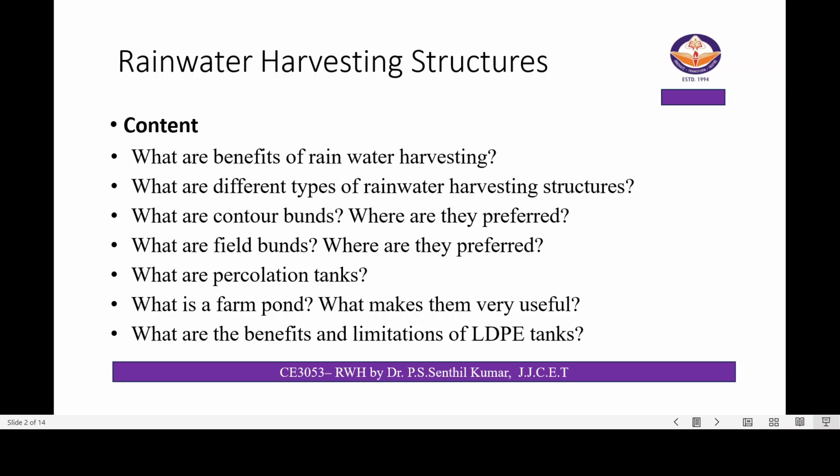Rainwater harvesting. The main contents are: what are the benefits of rainwater harvesting? What are the different types of rainwater harvesting, such as contour bunds, and where are they preferred? What are field bunds? Next, what are percolation tanks? What is a farm pond, and what makes them very useful? Finally, what are the benefits and limitations of LDPE tanks?